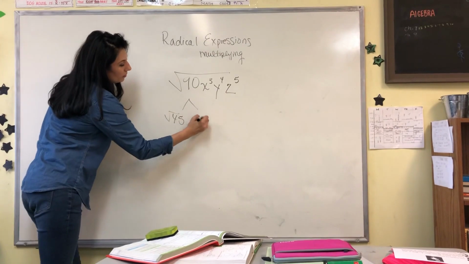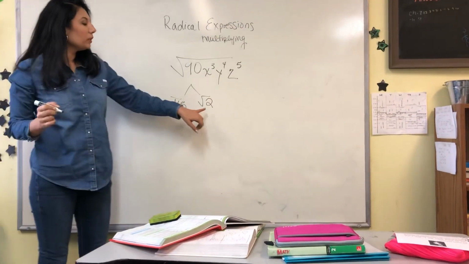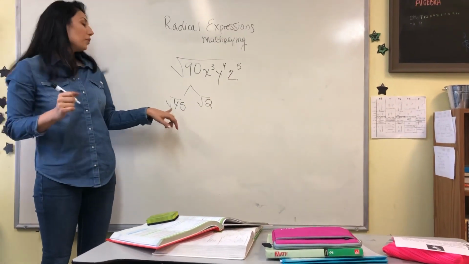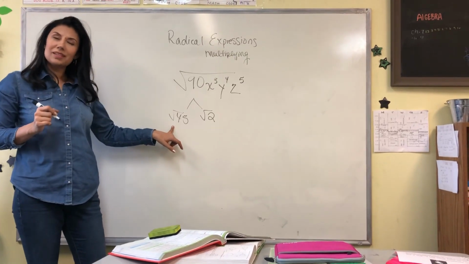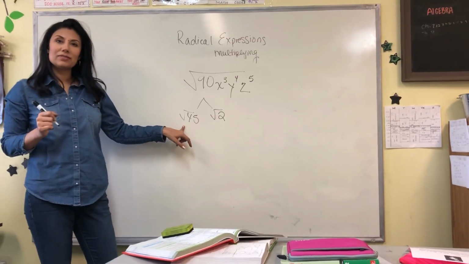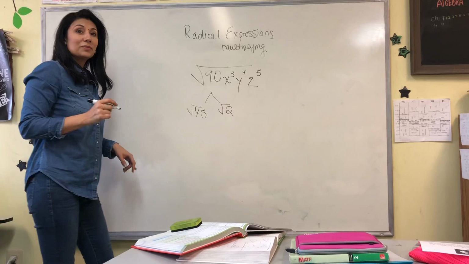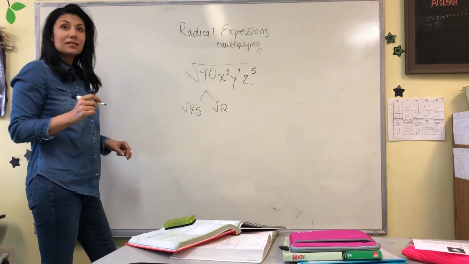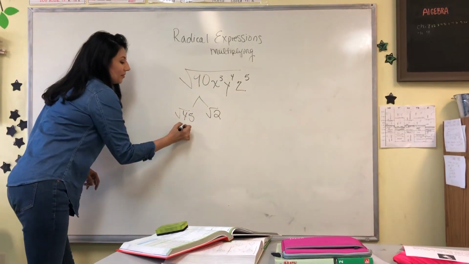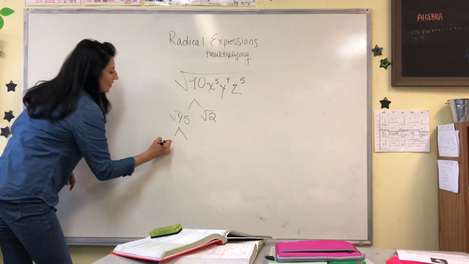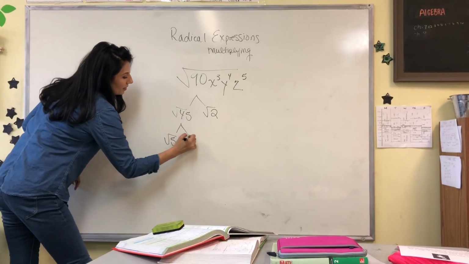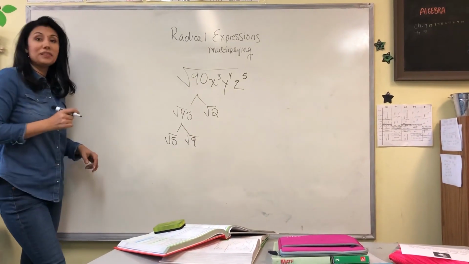That's an option. Can I break up 2 anymore? How about 45? Something times something should equal 45. What do you think it is? Okay. That's right, 5 times 9.